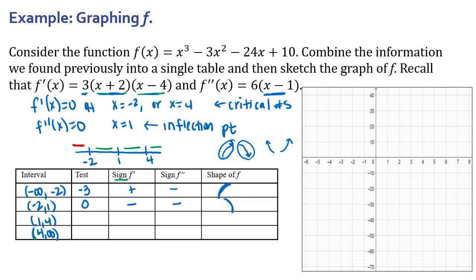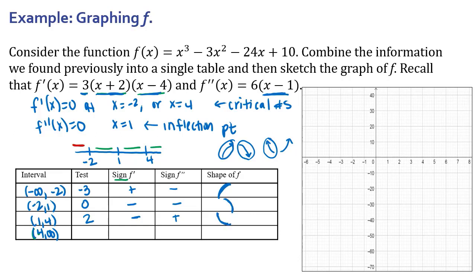From 1 to 4, let's use the test point of 2. So at x equals 2, this is going to be the sign of the first derivative. So we've got +3, +4 times -2, so that's going to end up being negative. The sign of the second derivative, when I substitute 2 into the second derivative, I get 6 times +1, which is positive. So this is going to be a decreasing function that's concave up, so it's going to be in this shape.